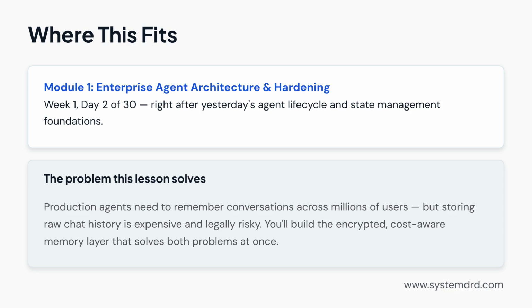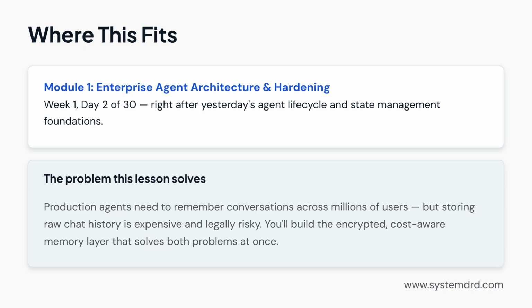Here's the real-world version of this problem. Think about any chat product you've used that remembers you across sessions. Somewhere behind that convenience is a database holding every message you've ever sent it. Store that naively: plain text, unbounded history, no classification, and you get 2 problems stacking on top of each other. First, cost. Every token in that history gets resent to the model on every turn, so your bill grows with every conversation instead of staying flat.